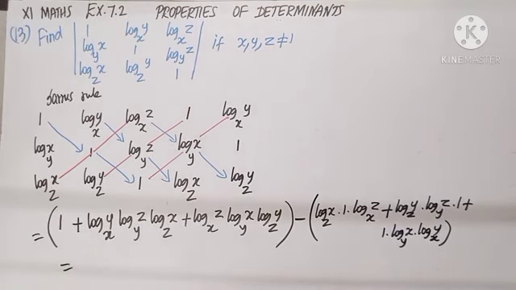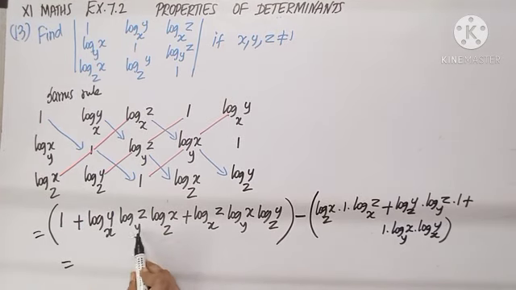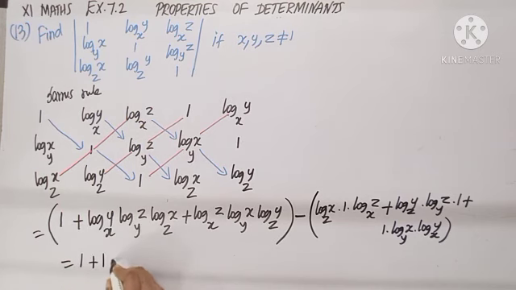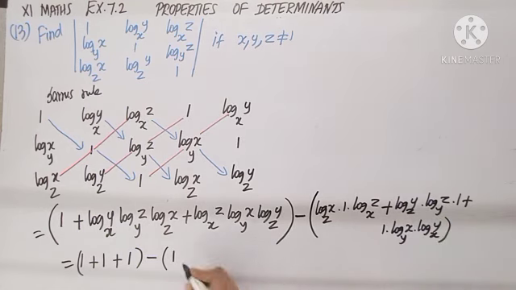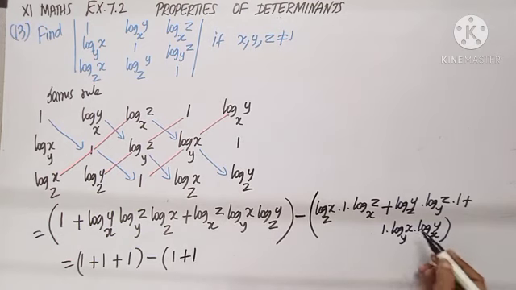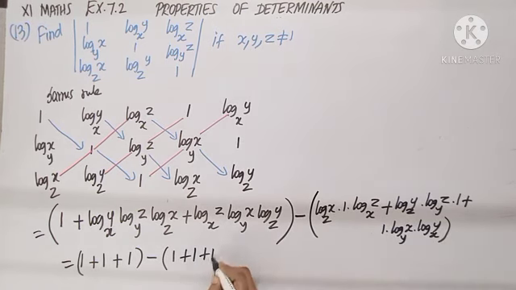As we expand, y cancels, z cancels, x cancels, I just get 1 plus x cancels, y cancels, z cancels, I just get 1. So it is 1 plus 1 plus 1 minus. Here z and x are cancelling, I am left with 1. z and y are cancelling, I am left with 1. x and y are cancelling, I am left with 1. It is 3 minus 3 and my answer is 0.